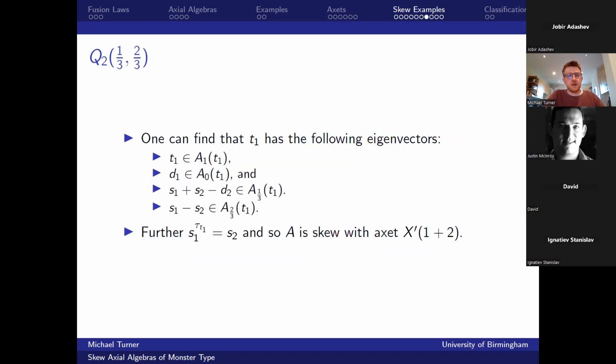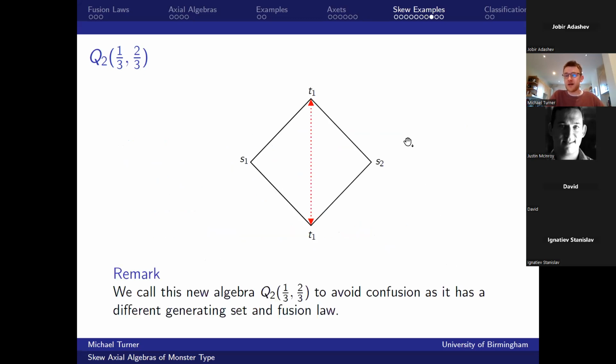Okay. So again, we can look at and find out what the eigenvectors are, and then with this we can prove that if we take the tau map, the Miyamoto involution of T1, and act it on S1, this is going to equal S2. And this is going to produce another skew axial algebra with the same axet x prime 1 plus 2. So to just reiterate, we've got this diagram. T1's at the top and bottom, and then the tau map of T1 swaps S1 with S2. However, the tau map of S1 and S2 is the identity.